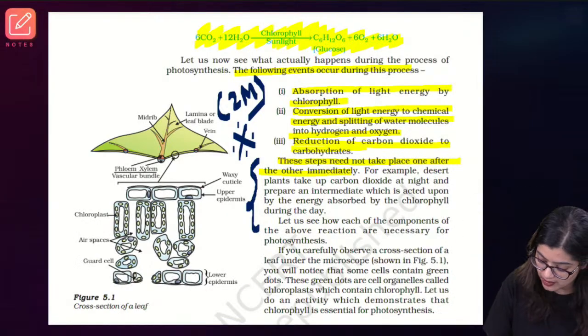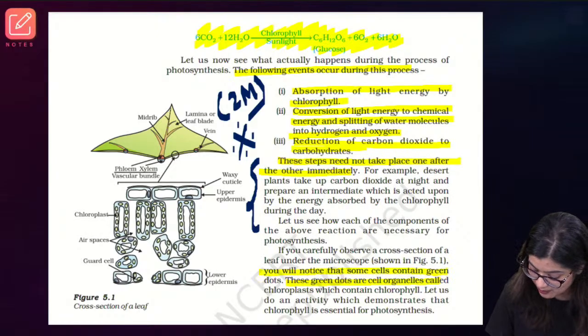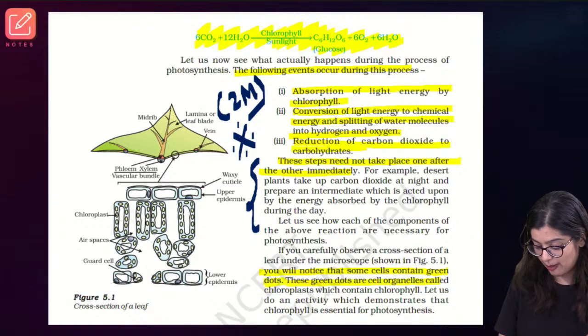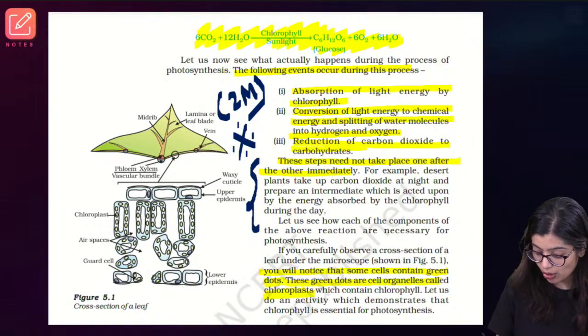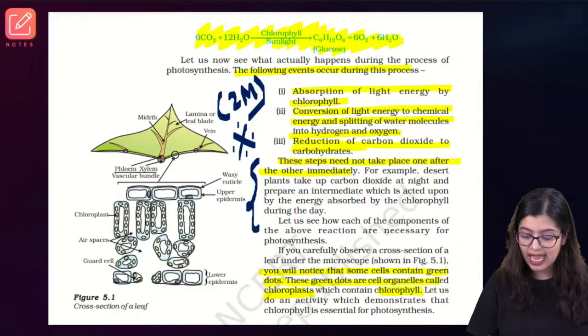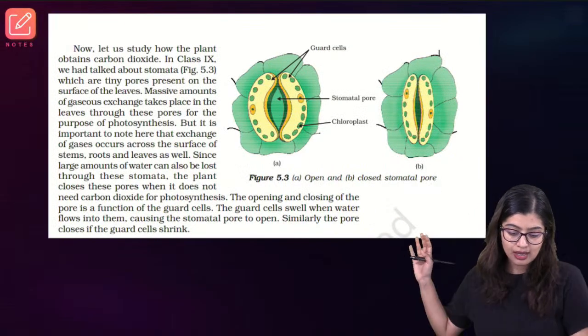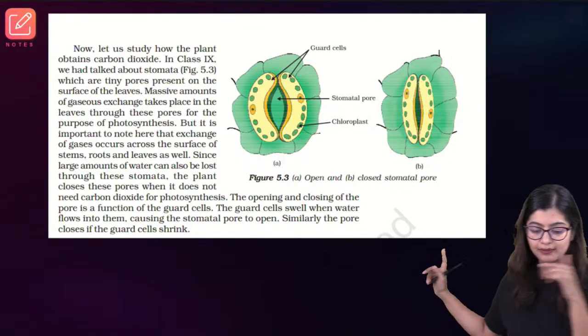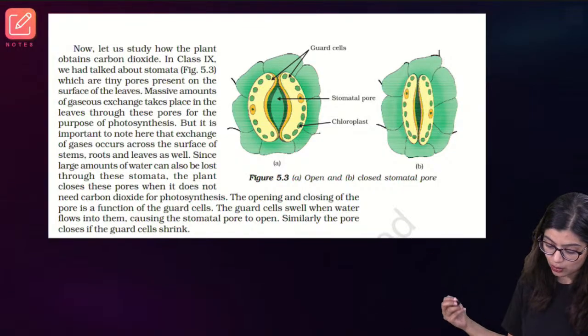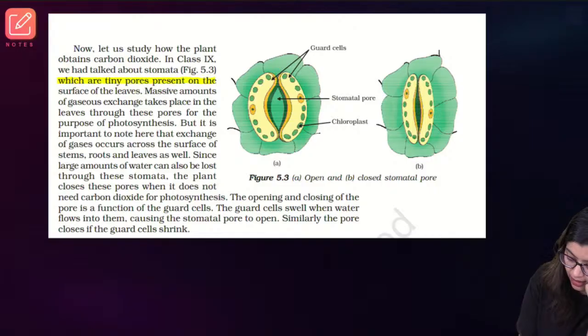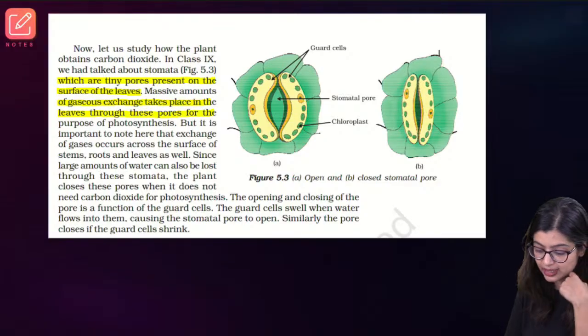Then of course, if you observe the cross section under the microscope, you will see that some cells have green dots in them, right? These green dots are chloroplasts, which have chlorophyll in them. And of course, this right here is essential. Now, moving to the last part. This is where we spoke about the opening and closing of stomata. Stomata are the tiny pores which are present, and massive amounts of gaseous exchange takes place through these pores.